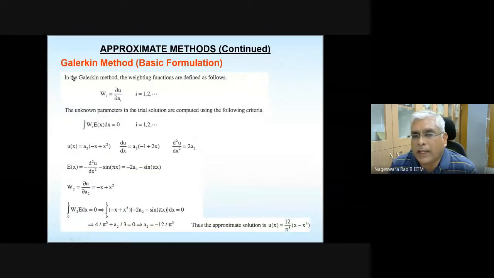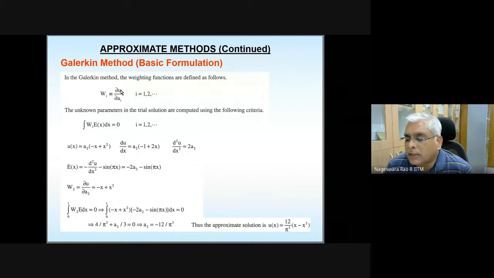Here in the Galerkin method, the weighting function is defined as the partial derivative of u with respect to ai. What is this u? It is nothing but the admissible solution. And you may ask, how did he select it? Please note that, as engineers, we are looking at approximate methods. I don't require an exact solution. As long as the technique works in an approximate sense, as long as I can live with it, I'm happy. That is what engineering is.